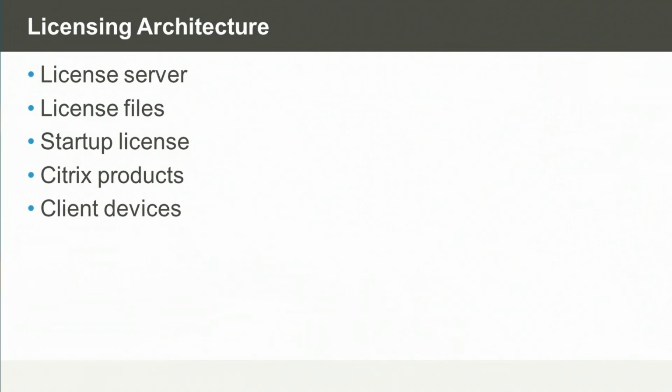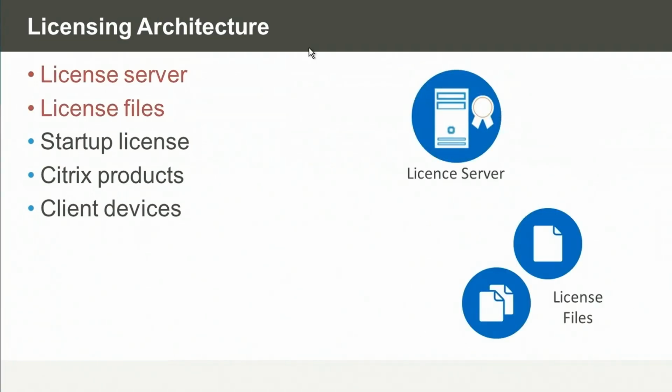The licensing architecture is made up of several components. The first component is the license server. The license server is the central component that you can install as a standalone. You can download it as a virtual appliance that you can run on your virtual hypervisor. And this particular component manages the allocation of licenses and tracks the license allocation.